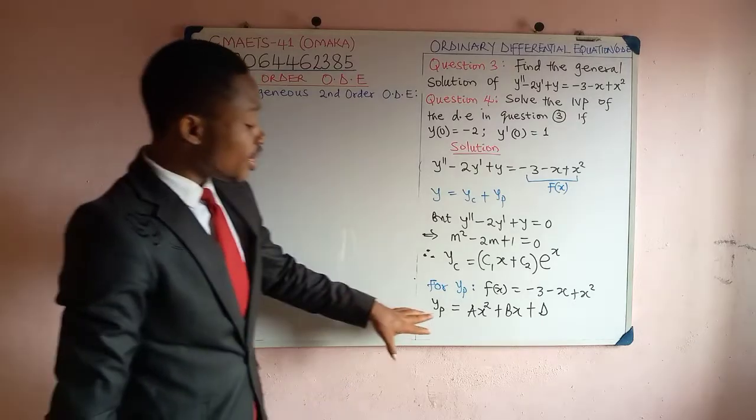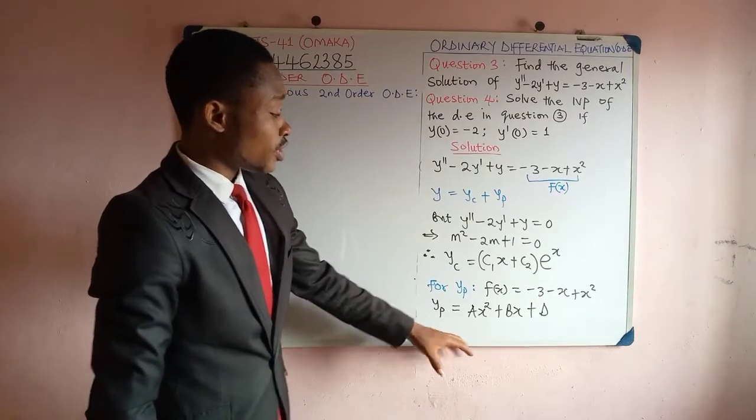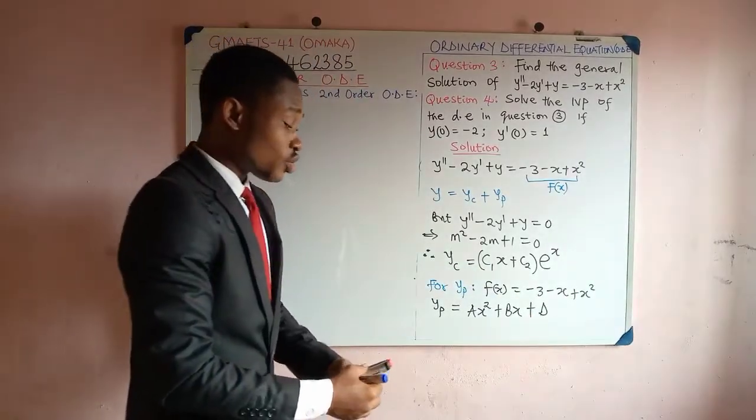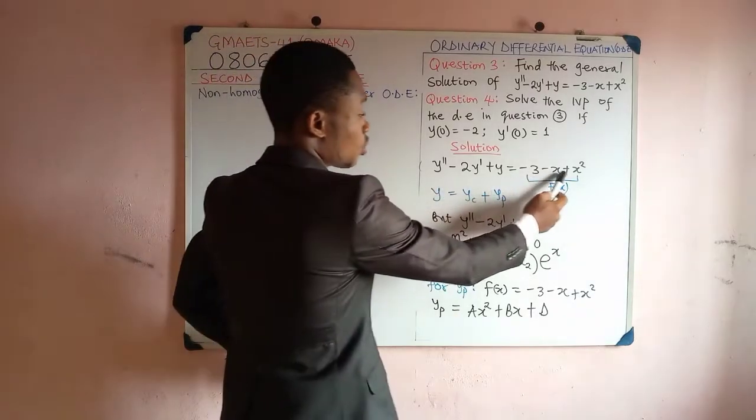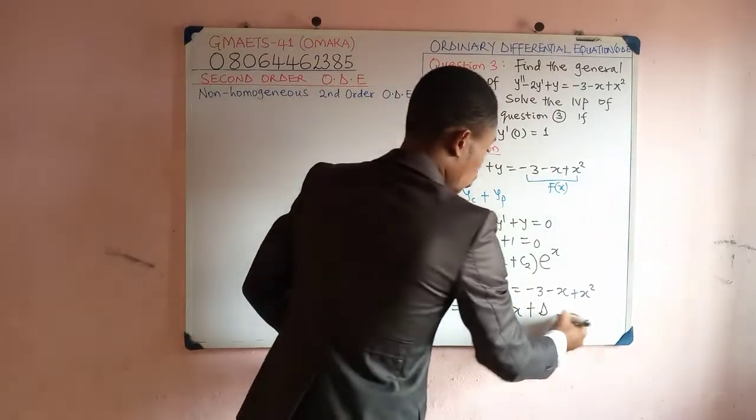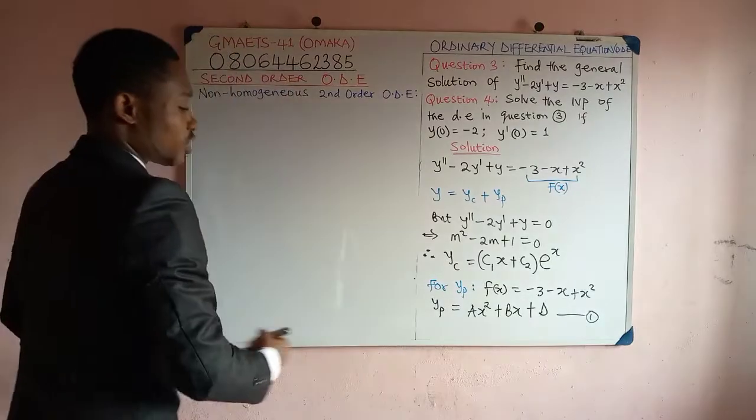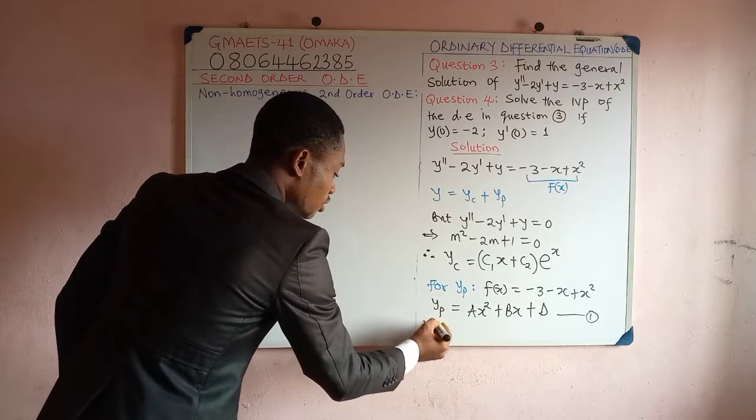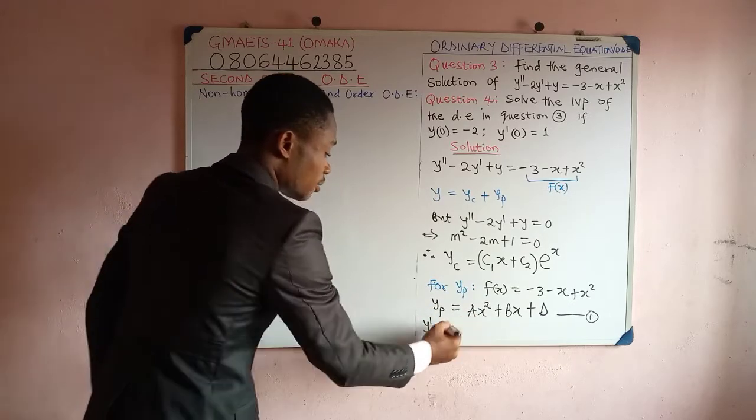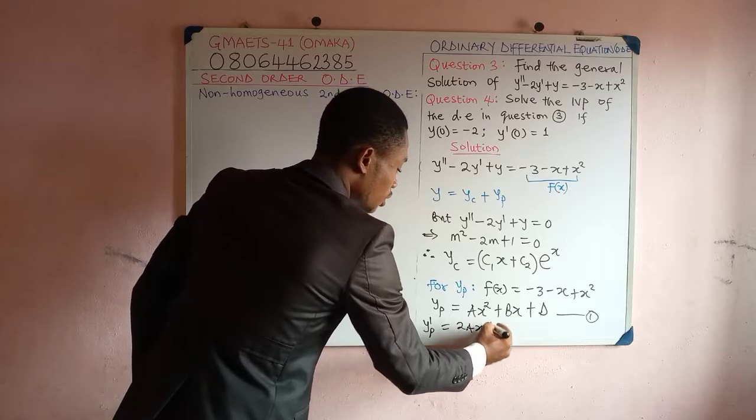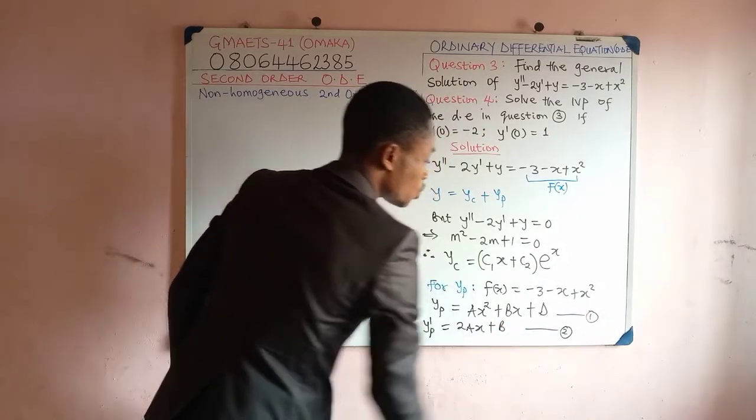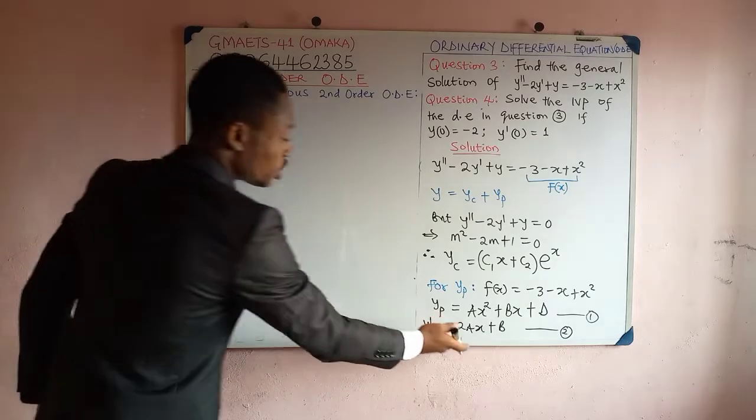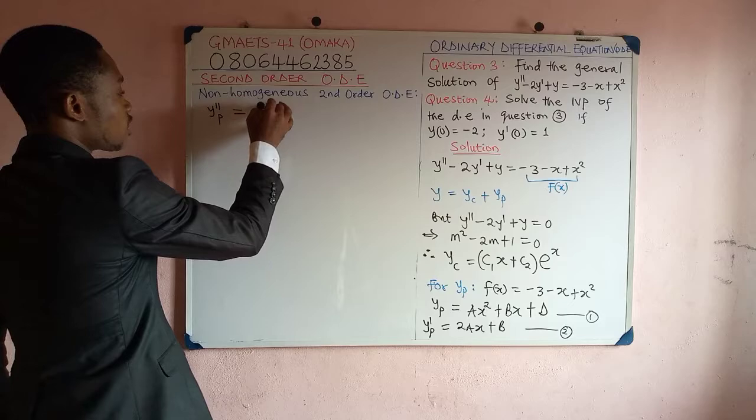Now what do we do with this particular integral for this particular function f(x)? We are going to differentiate it two times and then substitute into this equation. Let us take this as equation 1. So we differentiate: y'p will give us 2ax + b. We'll take this as equation 2. Then to obtain y''p, we differentiate the first derivative, and of course that's going to be 2a.